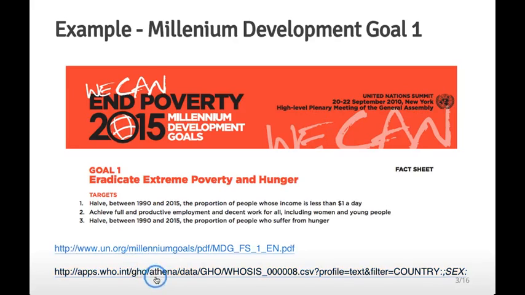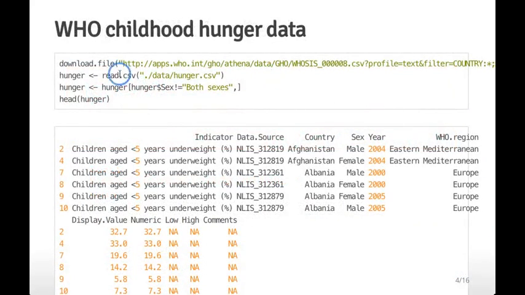The data set that we're going to be using though is actually from the World Health Organization, and here's the link to that data set. I'm going to first download the file. Here I'm downloading it with download.file, and sorry, the link got cut off, but you can see it on the previous slide. And then I'm going to read the data set into a data set called hunger.